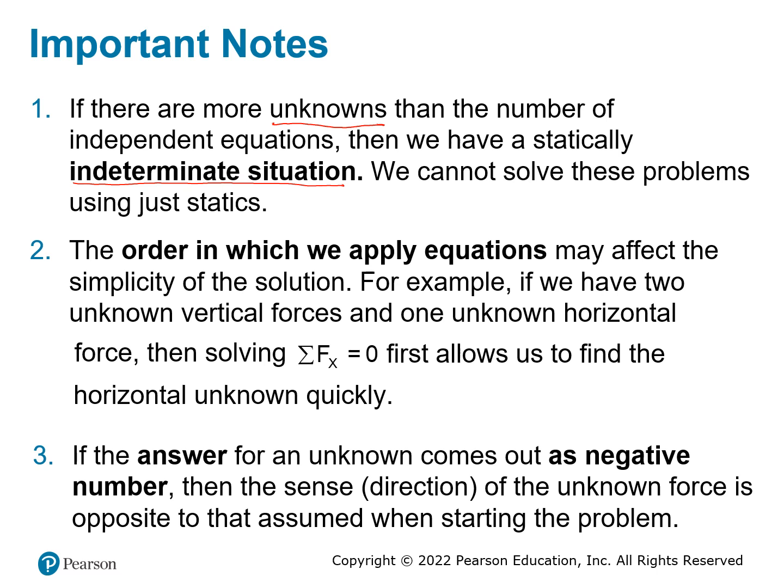And where do you start the calculation? You can sometimes simplify the solution. So this is just an example: if you have 2 unknown vertical forces and 1 unknown horizontal force, then you solve summation Fx equal to 0 first, right? Because horizontally, you only have 1 unknown. So if you write this equation, you solve the unknown directly. It will help you solve the problem directly, easier and faster.